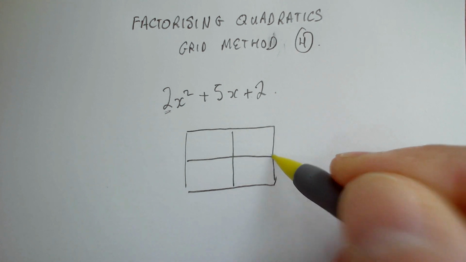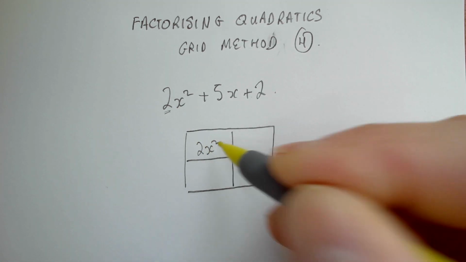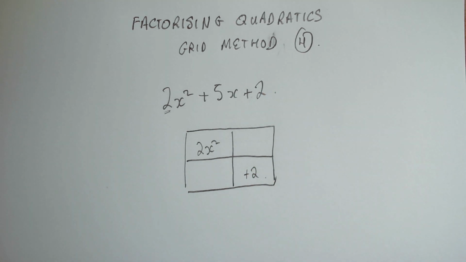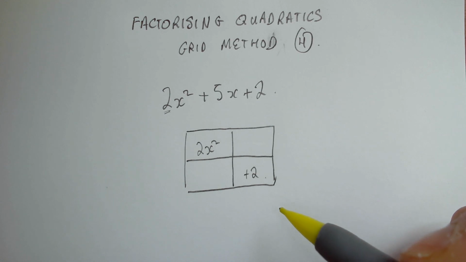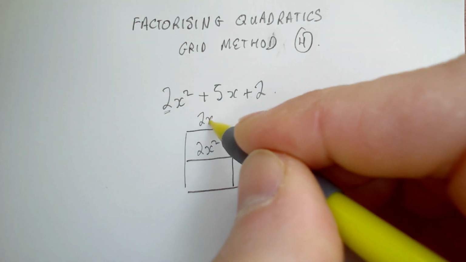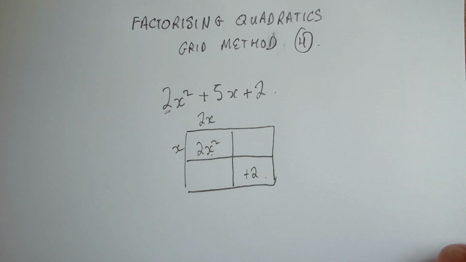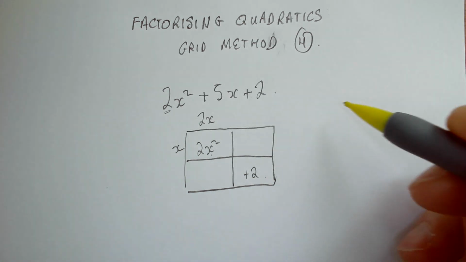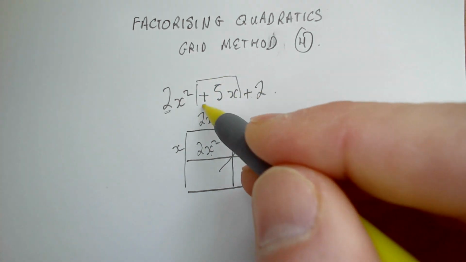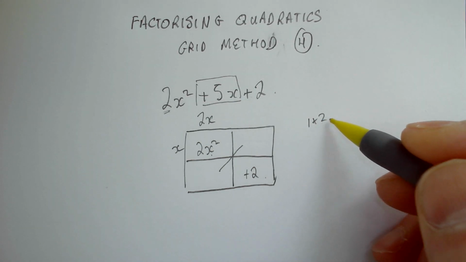First step is always to draw up our grid. Second step is to put this in here. So this time we have 2x squared, and then we put the constant in the bottom right, and we have plus 2, okay? So now our factors of 2x squared are going to be 2x and x, because we know that x times 2x will give us 2x squared. And we know that when we add across here, we want to get plus 5x. Okay, so our factors of 2 are simply 1 and 2.